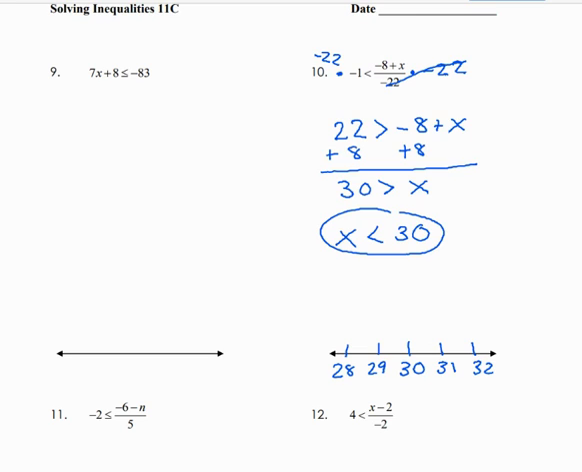So anytime you multiply by a negative, your sign changes. Yes, someone in class asked, anytime you multiply by a negative, your symbol. Is that what you're asking me? Your symbol? Yes, that changes. Or divide by a negative. Multiplying or dividing by a negative will flip that inequality symbol.